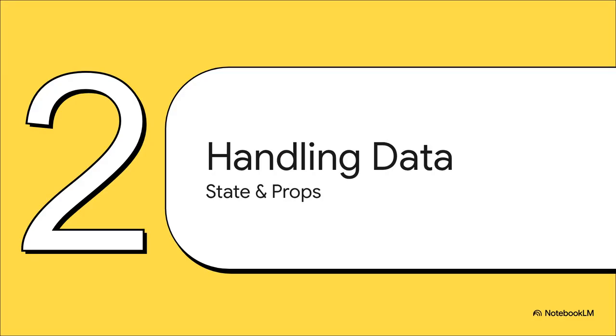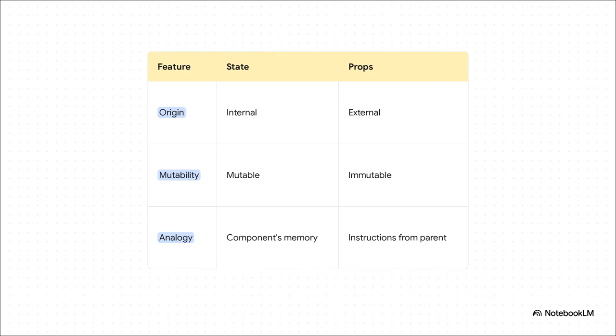Okay, so we have our Lego bricks, our components, but how do they get information? How does a button know what text to display, or a profile know whose picture to show? That's where two of the most important concepts in React come into play, state and props. Let's break this down, because it's crucial. State is a component's internal memory. It's data that the component itself owns and can change. Think about a search field. The text you're actively typing inside it, that's its state.